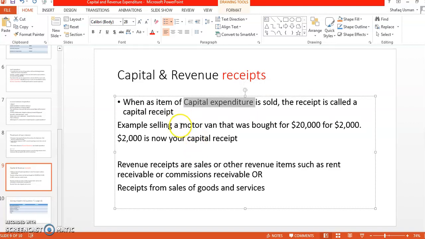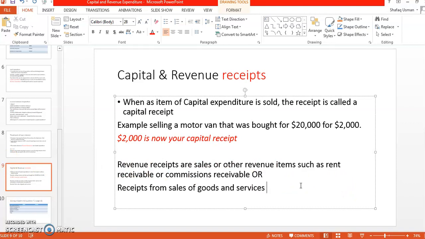For example, selling a motor van that was bought for 20,000. When you bought the motor van for 20,000, it was capital expenditure. But now you sold it for 2,000. This 2,000 is now your capital receipt. And what, on the other hand, is a revenue receipt? Revenue receipts are sales or other revenue items such as rent receivable or commissions receivable.